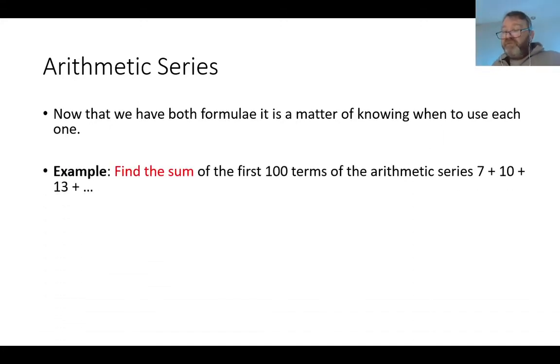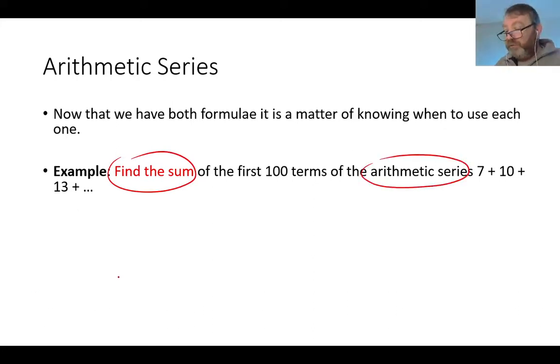So here's an example. Find the sum of the first 100 terms of the arithmetic series 7 plus 10 plus 13 plus and so on. Find what? Find the sum of the arithmetic series. So you go to your tables and you immediately discover that the sum of an arithmetic series has a formula. S of n equals n over 2 times 2a plus n minus 1 times d. So if you want to calculate the sum of this arithmetic series, you find what the value of a is, you find what the value of d is, and you find the value of n.